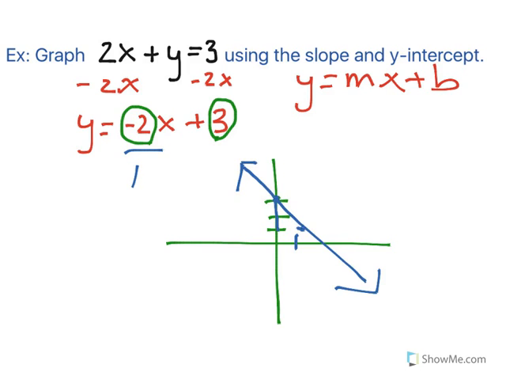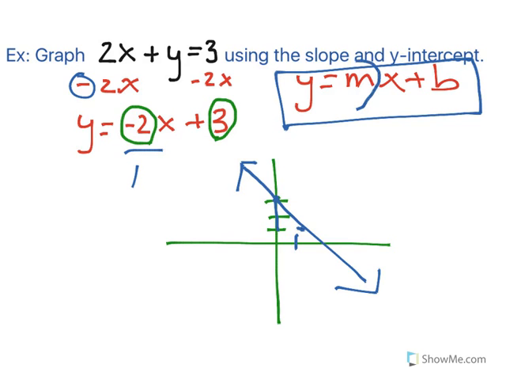Again, it's a negative slope because we have this negative here. That's important. It goes from top left to the bottom right. Remember, that's a negative slope. And that's it. Using that formula y equals mx plus b, we're able to easily graph a line when we're able to pick out our slope and our y-intercept.